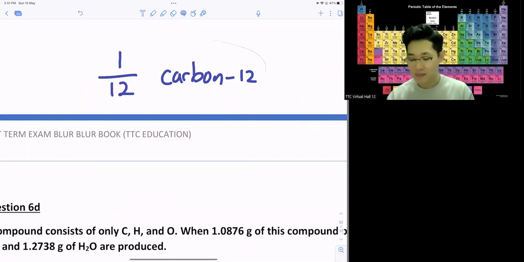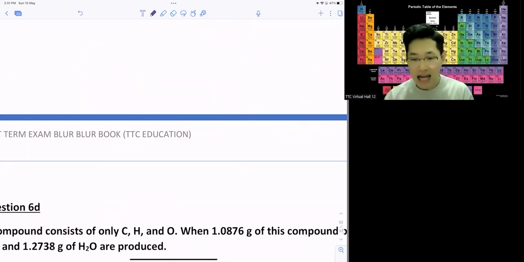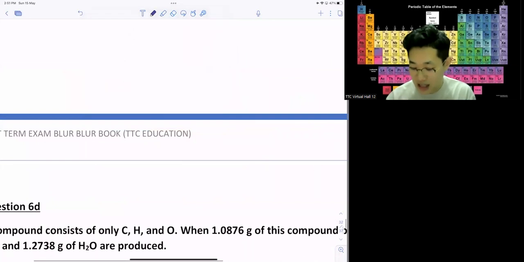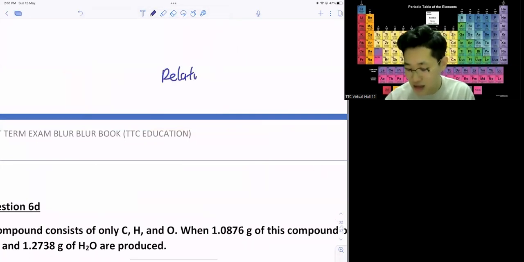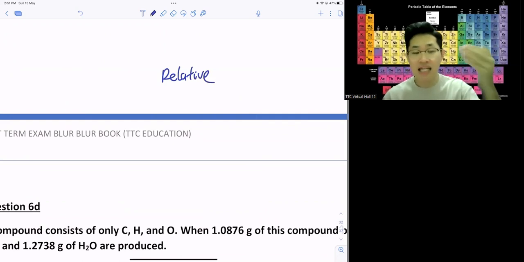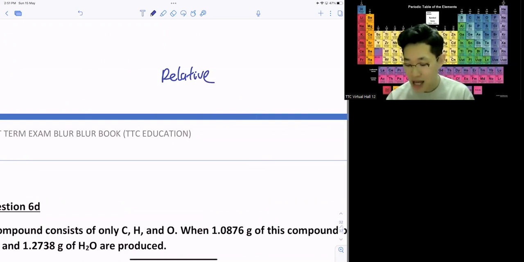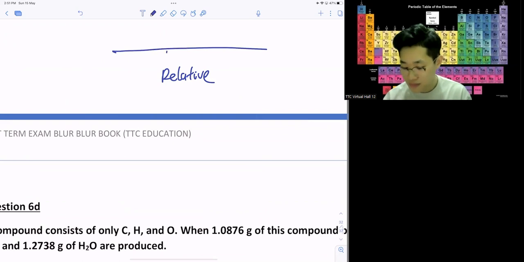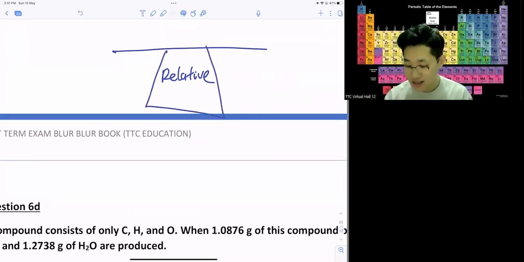Okay, what is 1/12 carbon or 1/12 carbon 12? Atom. Okay, see, relative mass. Now I explain to you what relative mass is. Relative means compared. How many times heavier? Imagine, okay.